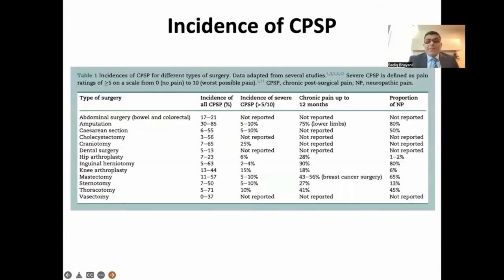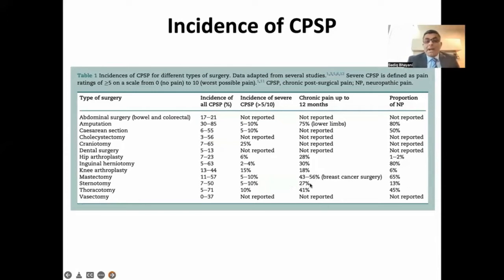There's another recent paper looking at all these surgeries and dividing them into the incidence of chronic post-surgical pain overall, the incidence of severe chronic post-surgical pain, and the pain that lasts up to 12 months. If you look at this, you have amputation, 75%, very common to have long-term pain after the amputation. Followed by that, you have the mastectomy, thoracotomy, and then the sternotomy.